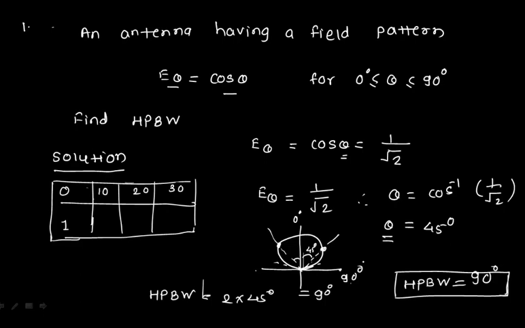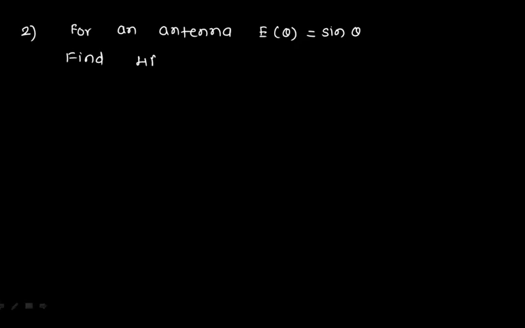So this is all about how to find out the half power beam width. Let us talk about the next problem, whereas you need to find out both, that is half power beam width and a first null beam width. So by another method also you can do this particular problem. So problem number 2, for an antenna E theta is equal to sine theta, find both the things you need to find out here, half power beam width and फर्स्ट नल बीम width, ठीक है.